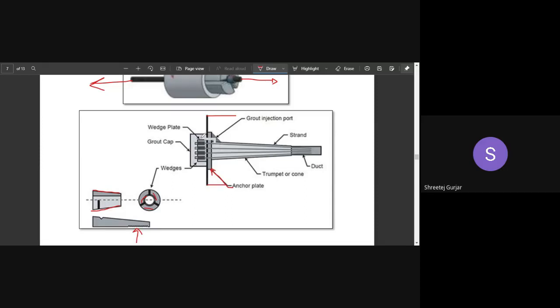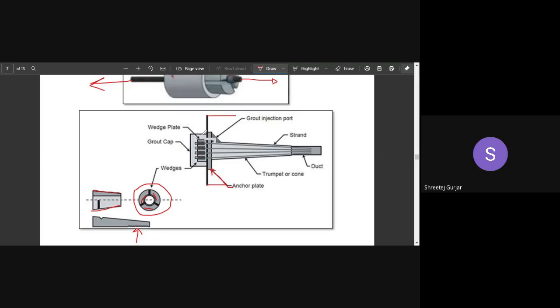This is the wedge plate, and these are individual wedges: one, two, three and four. These are individual wedges you can see. So four wedges are placed here, and they are holding four strands in place.